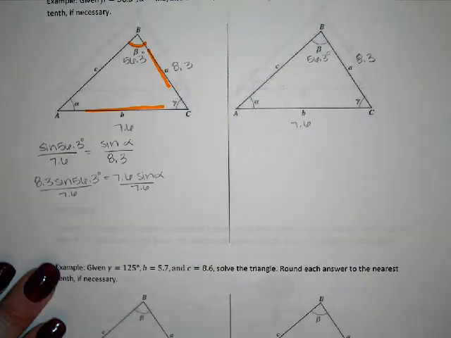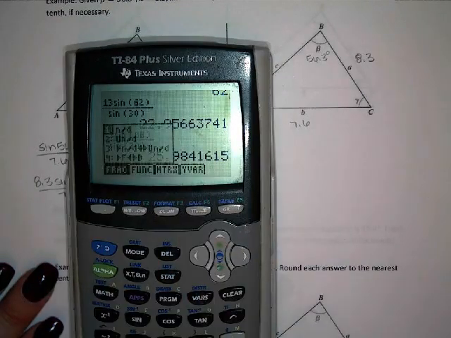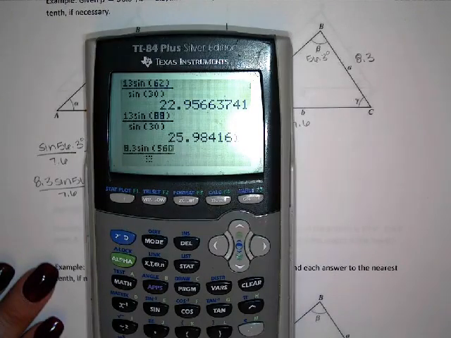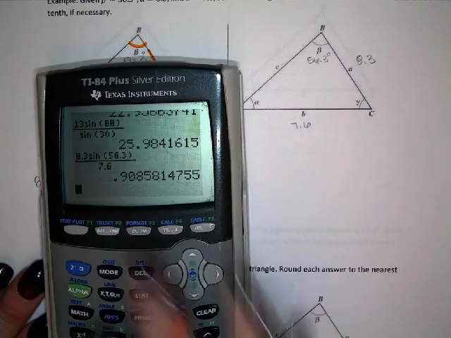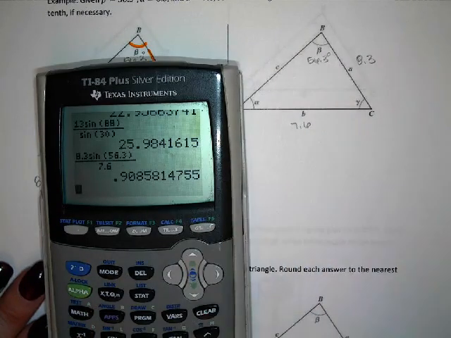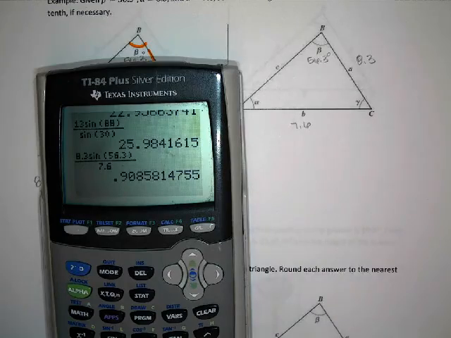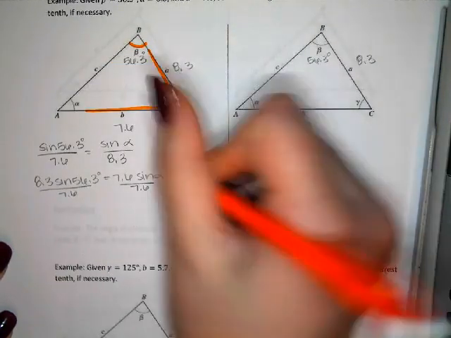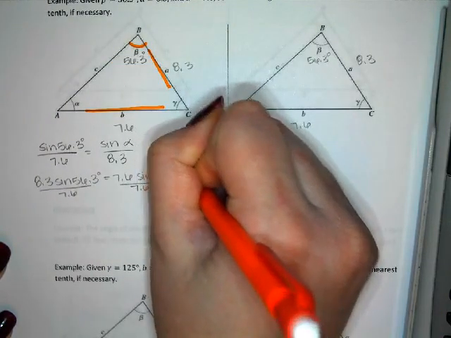So 8.3 times sine of 56.3 divided by 7.6, and I get some decimal equals sine. And that makes sense because if we think about the graph of sine, it bounces back and forth between +1 and -1. So a decimal here is good. Makes a lot of sense. So I'm going to say sine alpha is approximately 0.9.